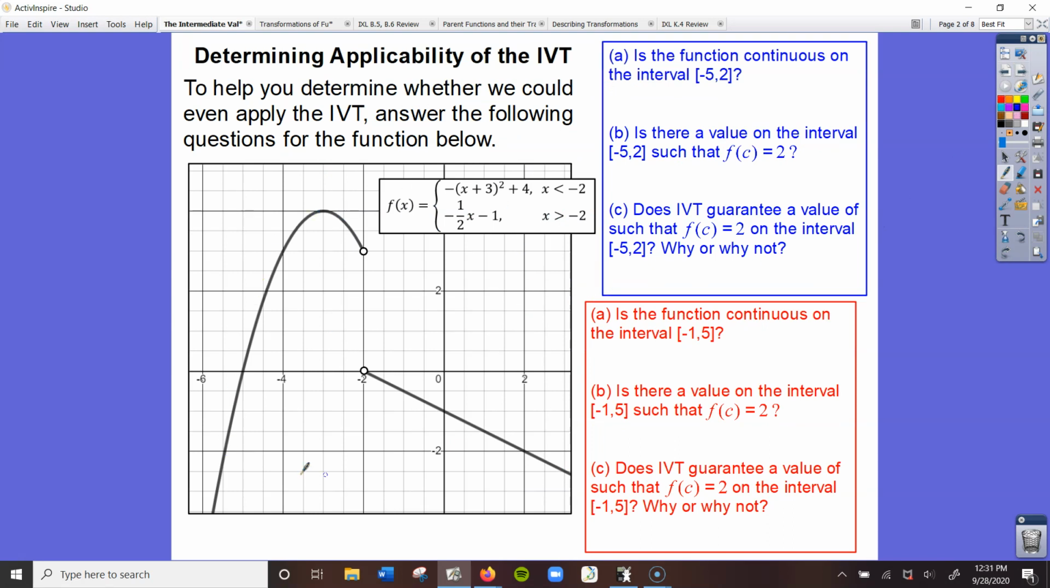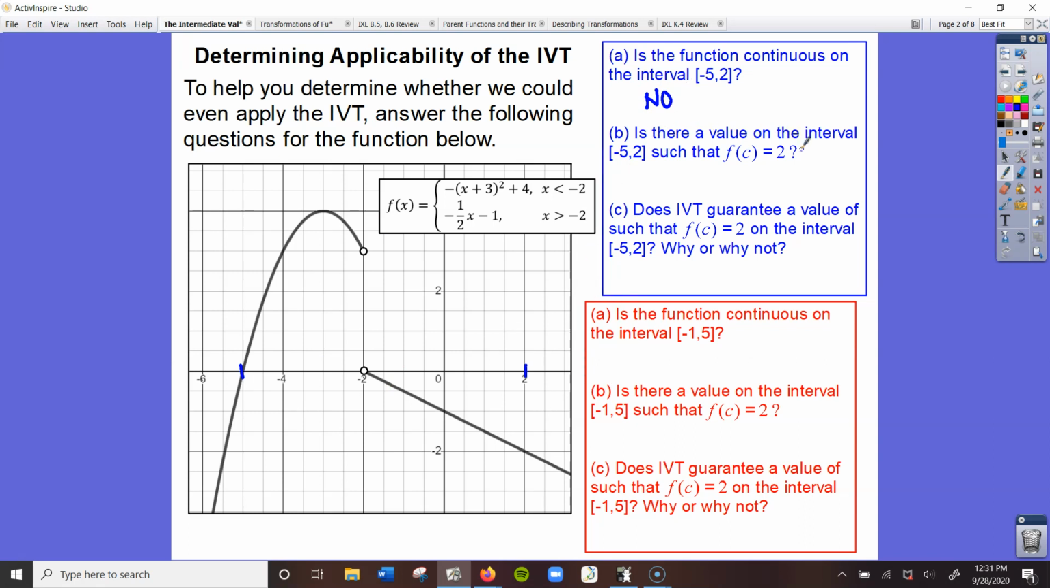So first we're going to take a look at this graph, which is given to us by this piecewise function. Now, the first question here, we're going to break all of these questions down for different intervals so that we can check why we can't apply IVT. So the first thing you should always ask yourself is if the function is continuous. Now in this particular example in the blue box, we're checking if the function is continuous between -5 and 2. So here is -5 and here is 2, and we can see that there's that gap in the middle. So no, the function is not continuous.